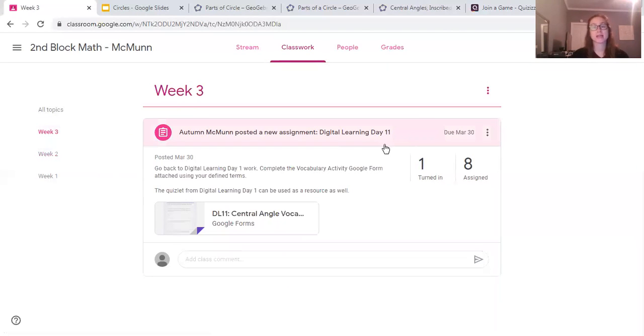So yesterday was day 11, and all your assignment was to go back to Digital Learning Day 1 and use that vocabulary that you learned to complete this activity. So I've got one person that turned it in, so 8 of you are still working on it. So click on the Google form and make sure that you finish that activity for yesterday.